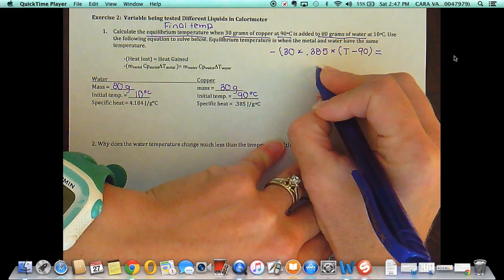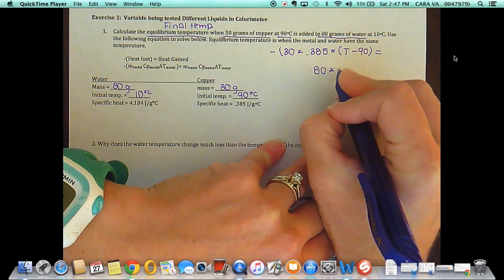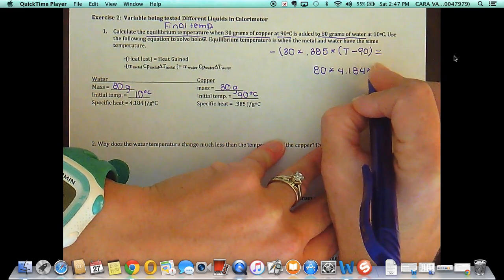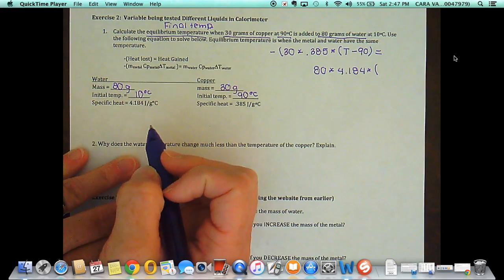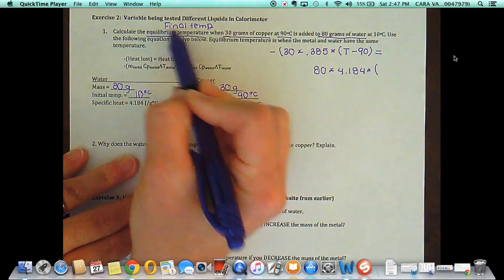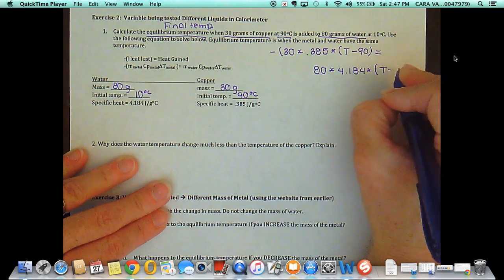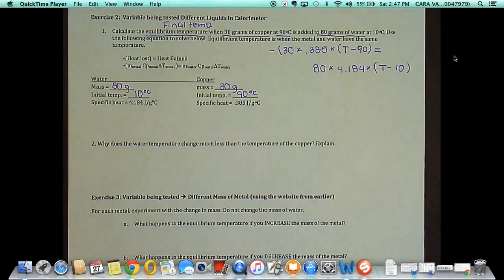Now let's look at the water. This is how much heat's gained. That would be 80, because that's the mass of the water, times 4.184 times, again, it told me that the initial temperature of the water was 10 degrees, but I don't know the final temperature. That's the temperature that I'm looking for here. So again, I'm going to put T minus initial temperature is 10. And so from here, you're going to need to do some distributing and go through and solve for T on that one.